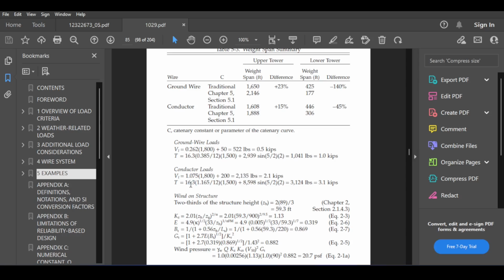This is your wind pressure multiplied by the diameter multiplied by the length, because he wants to calculate the projected area to the wind. And suddenly you see this. Now this is the load due to the cable not being parallel.